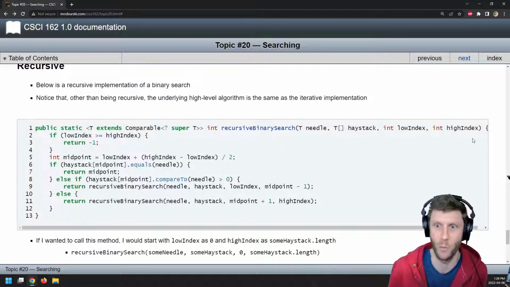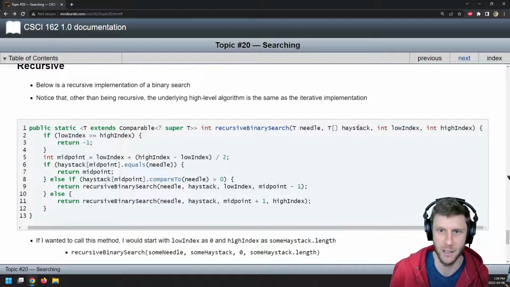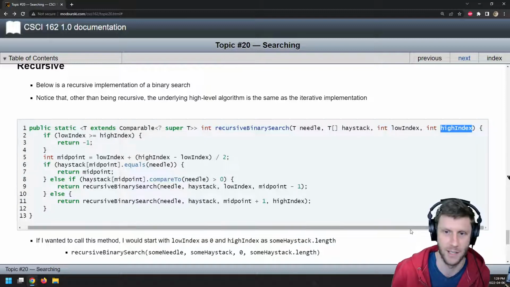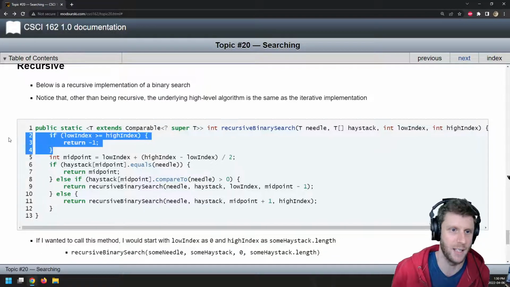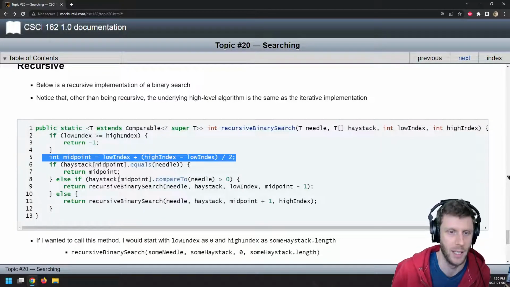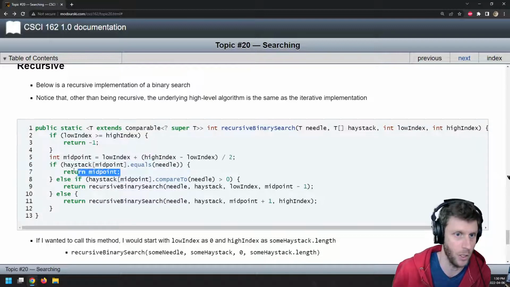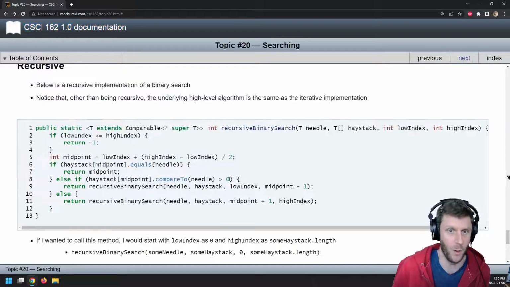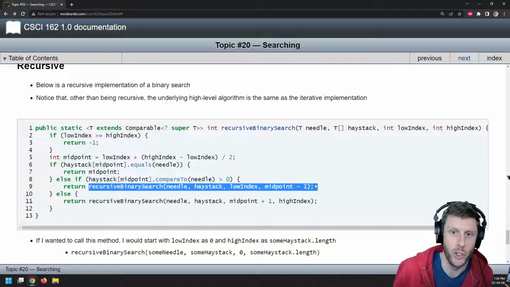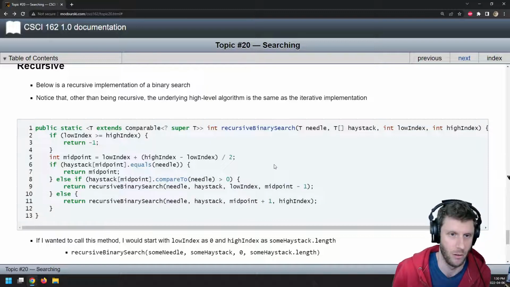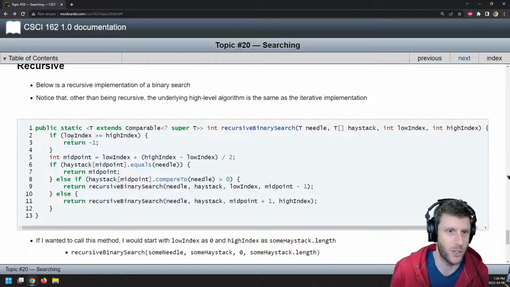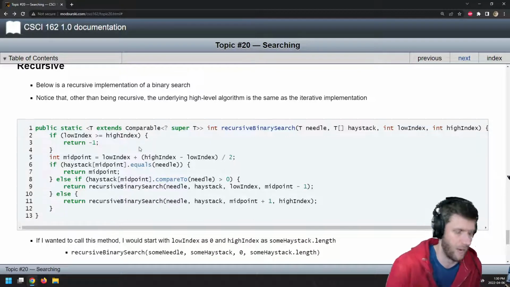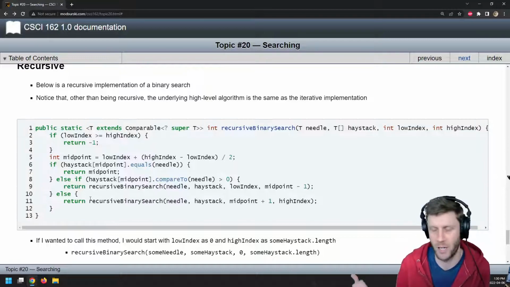Let's actually start by saying, what do we get? Parameters: the needle, the haystack, the low index, and the high index. That's all this function takes. Base case of we never found it. Calculate the midpoint. If the thing at the midpoint is what we're looking for, that's the other base case: we're done. Return the midpoint. We found it. Otherwise, if it's less than that, do another binary search on the left side, on that half. If it's greater, do a binary search on the right half.